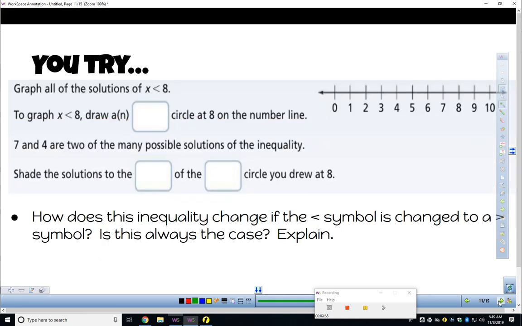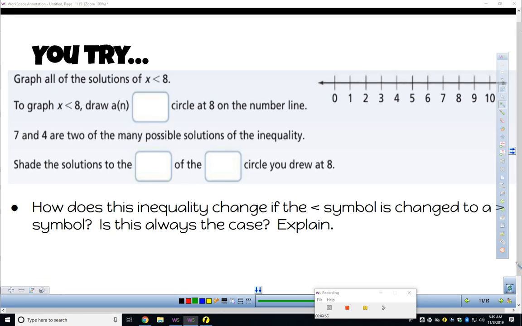All right? So here's an example for you to try. We're going to graph all the solutions of x is less than 8. So remember, if it is less than or greater than, we draw an open circle at 8.